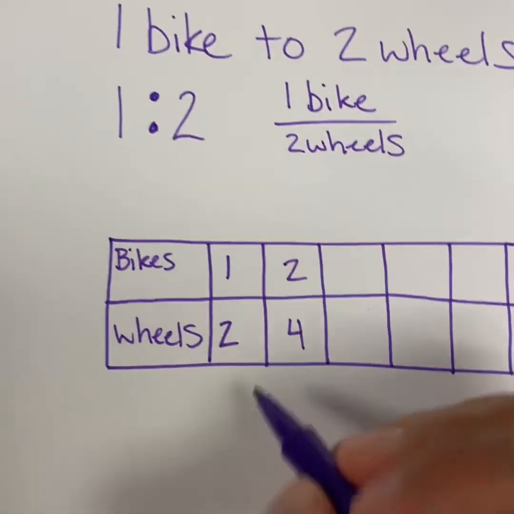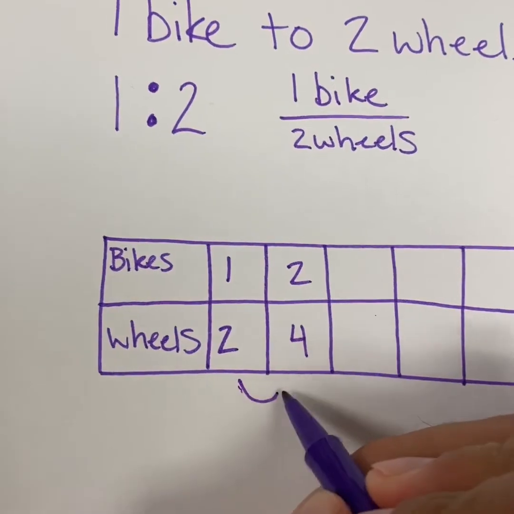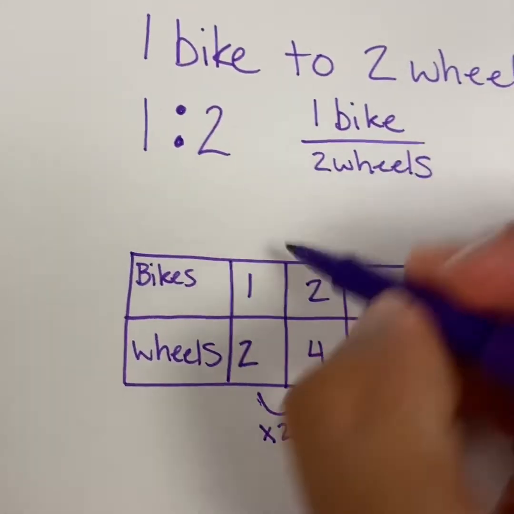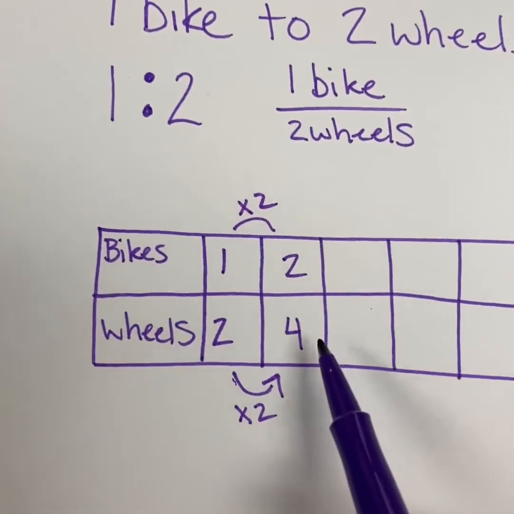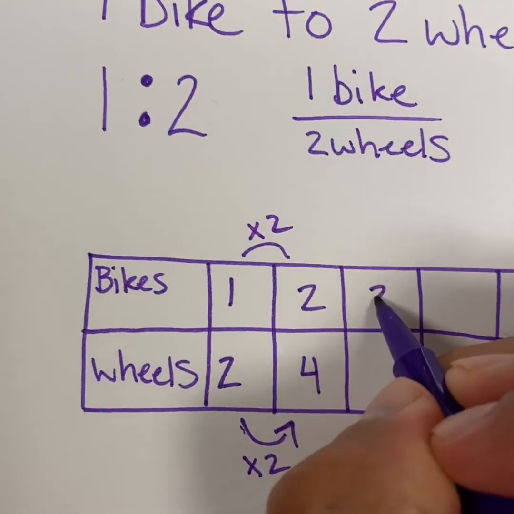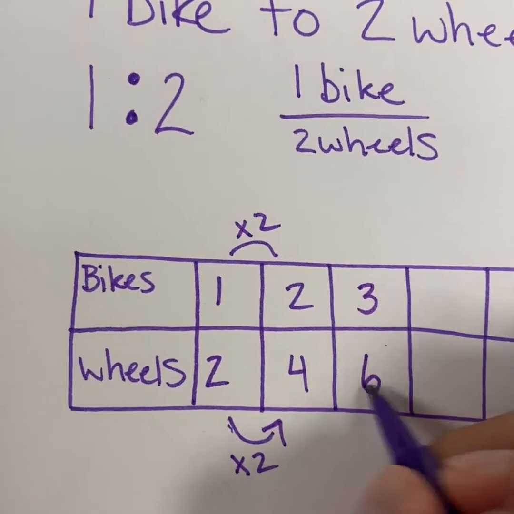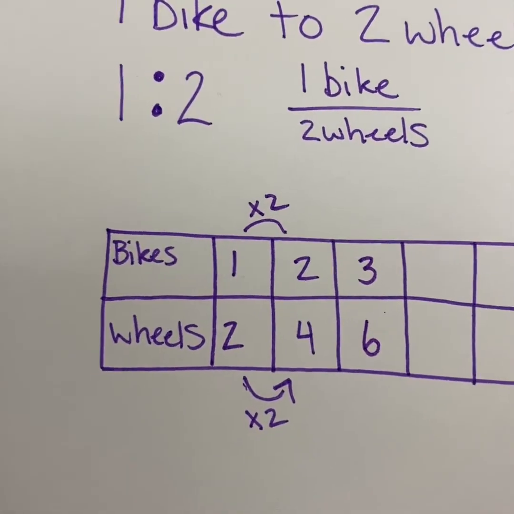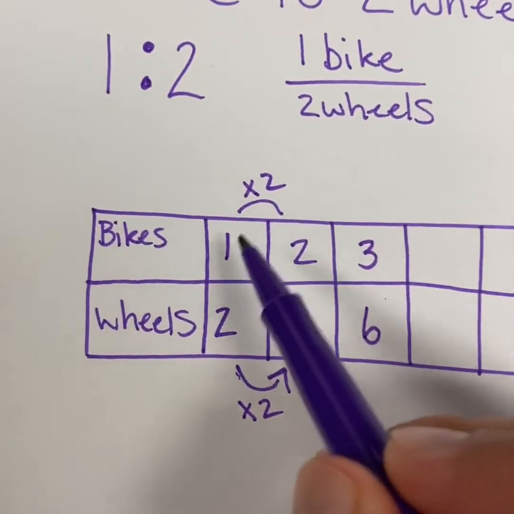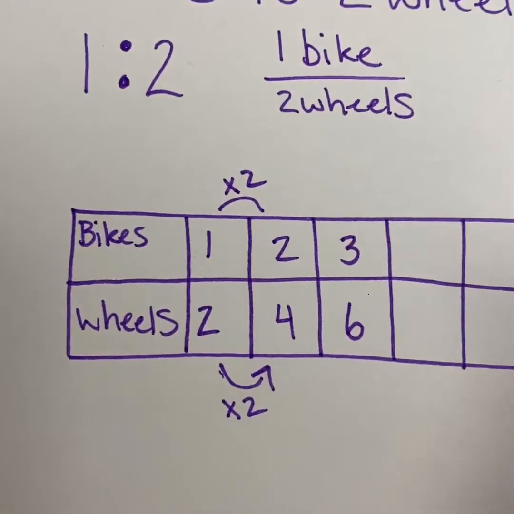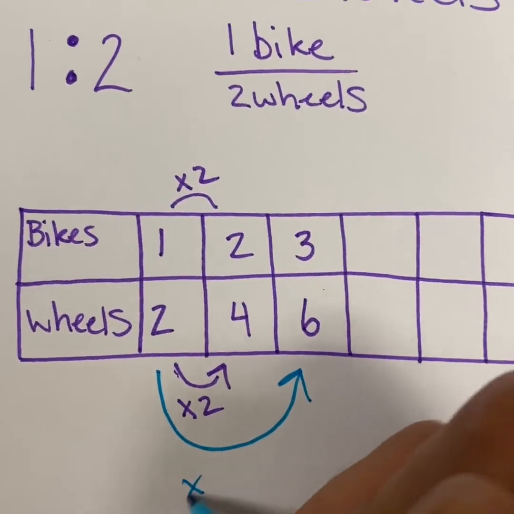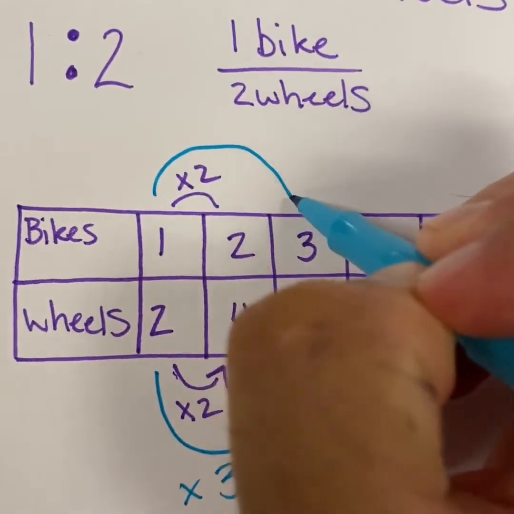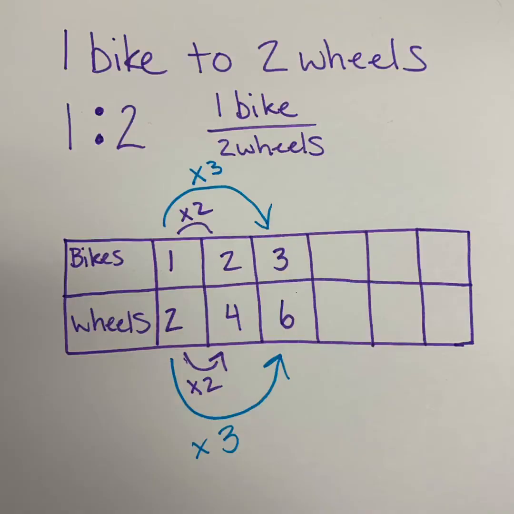Something that I want to notice here is that when we're scaling up, look at this. We are multiplying by 2. 2 times 1 is 2. 2 times 2 is 4. Imagine if we had 3 bikes. If we had 3 bikes, we would have 6 wheels because each bike has 2 wheels. From my original ratio of 1 to 2, I want to show you this. We could multiply by 3. And by multiplying by 3 to the top and the bottom, we are scaling up.